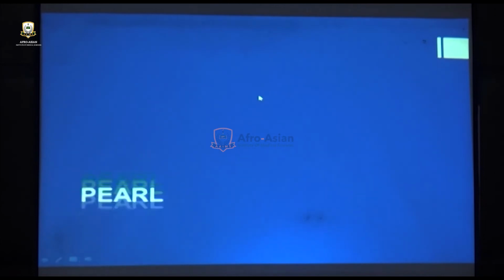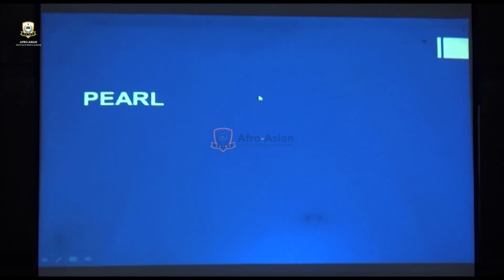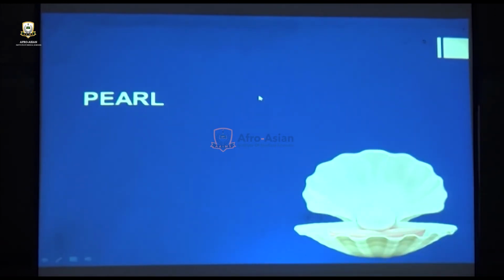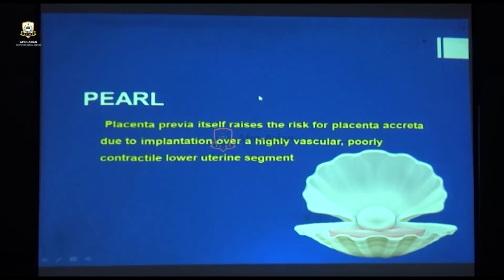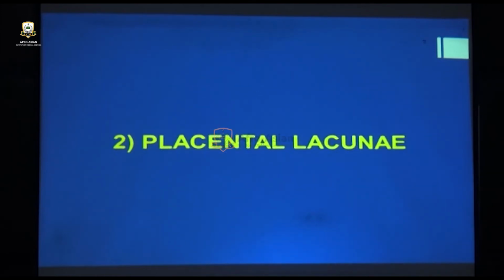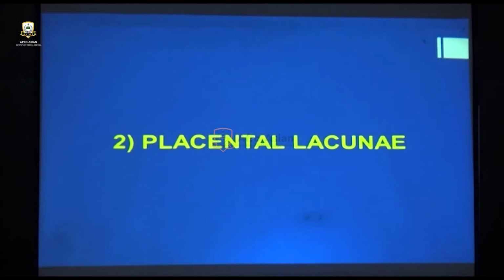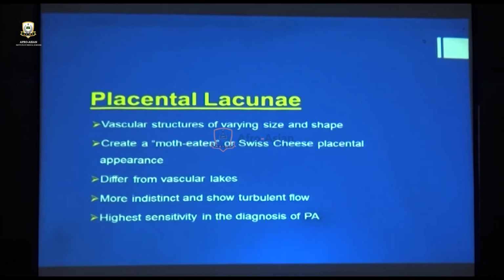So, what is the pearl? Pearl for you. First pearl is placenta previa itself raises the risk for placenta accreta due to implantation over a highly vascular, poorly contractile lower uterine segment. Next is placental lacunae. This is the most important thing for the diagnosis of accreta.